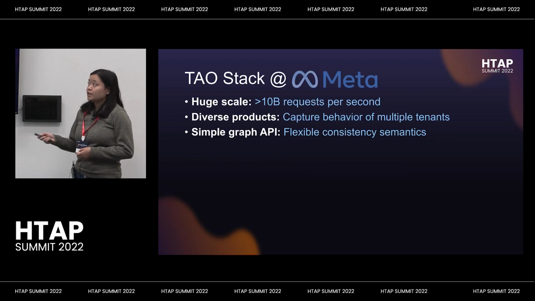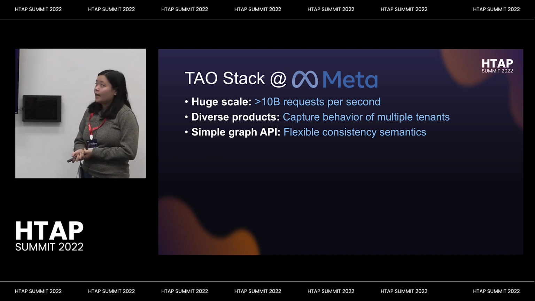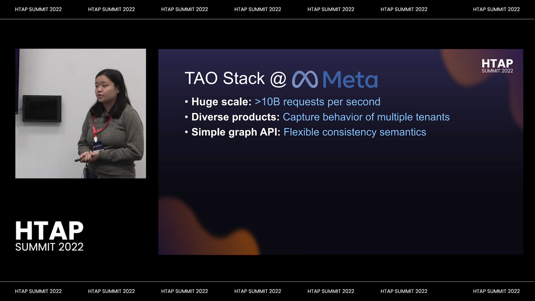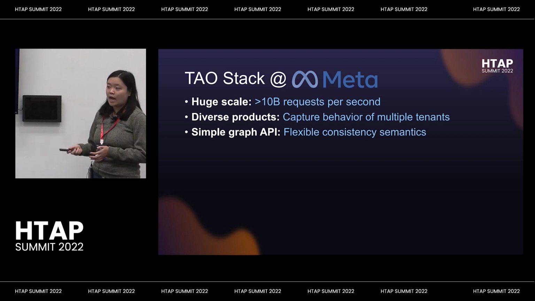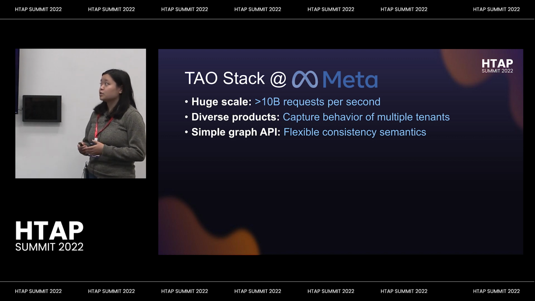So specifically, we're looking at the TAO stack at Meta. It's operating at huge scale, doing over 10 billion requests per second, and it's supporting a lot of diverse products. Things like Facebook, Instagram, WhatsApp all run on top of TAO. As such, it has a very simple API because it was designed to do a few things well at scale. It now supports some flexible consistency semantics.